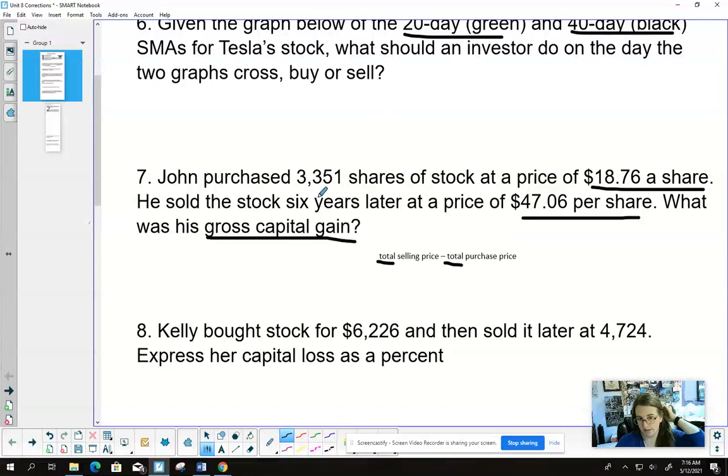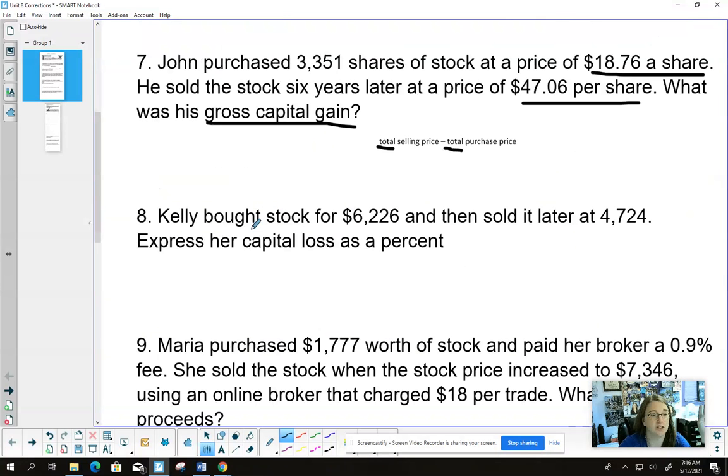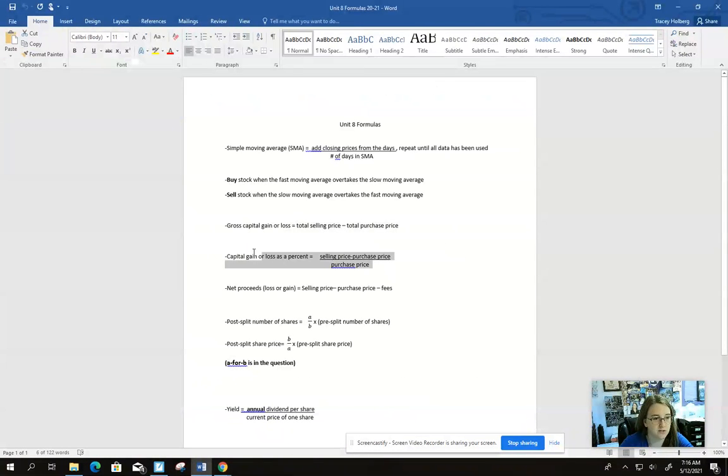And again, your numbers are going to be different. So you needed to find the total selling price of all of the shares, the total purchase price of all of the shares, and then subtract them. Again, your mistake may have been you didn't find the total for all the shares, or your mistake may have been you did as a percent, which is actually number 8. Capital loss as a percent is the next formula.